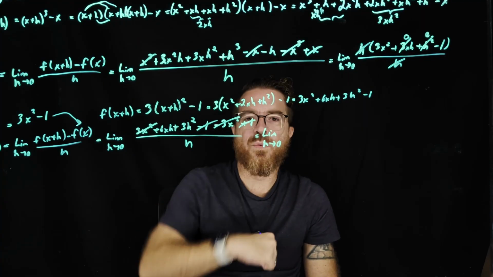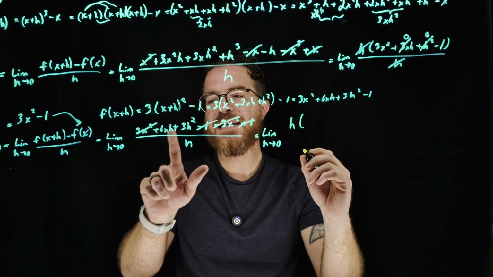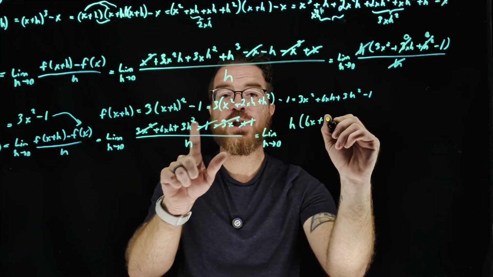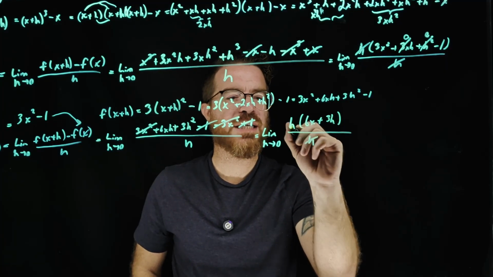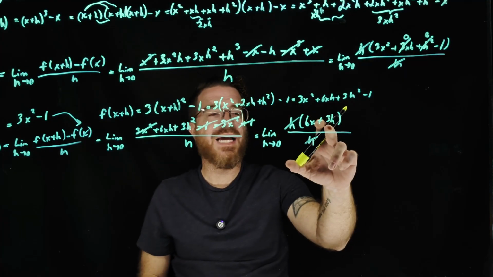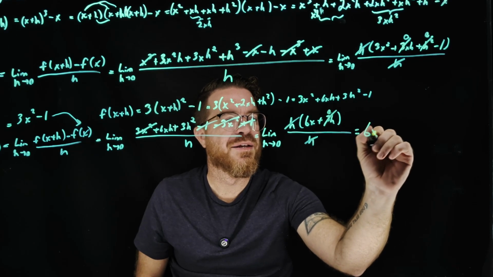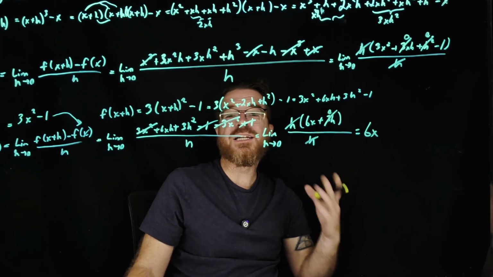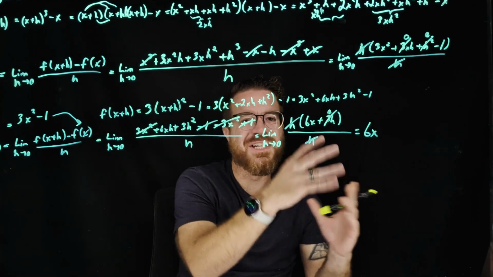I'm just going to pull an h out while I'm rewriting this. So pulling h out, 6xh will be 6x, plus 3h squared will leave me with 3h, divided by h. The h's cancel. And now I'm going to evaluate this where h equals 0. If h is equal to 0, this term is going to go to 0, and I'm left with 6x. So this is my second derivative of this function, that is equal to 6x. And you'll notice each time it's going to get easier.